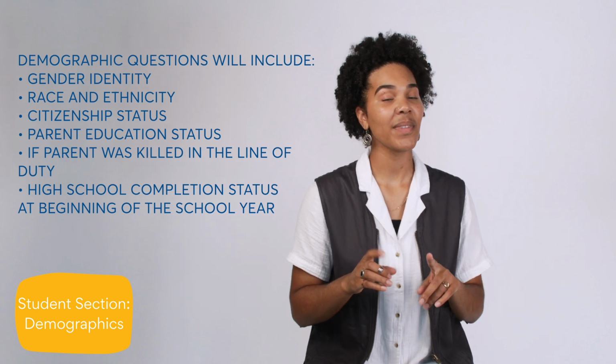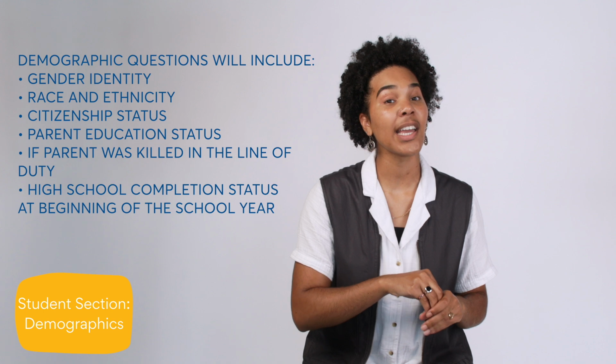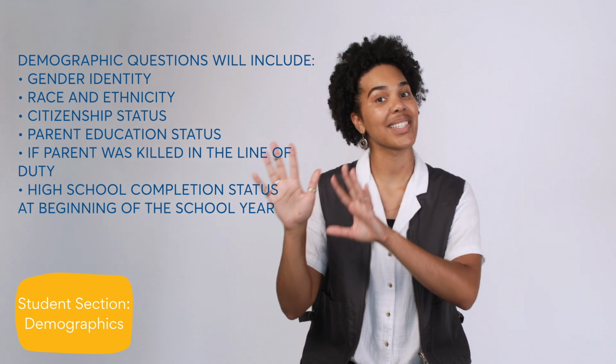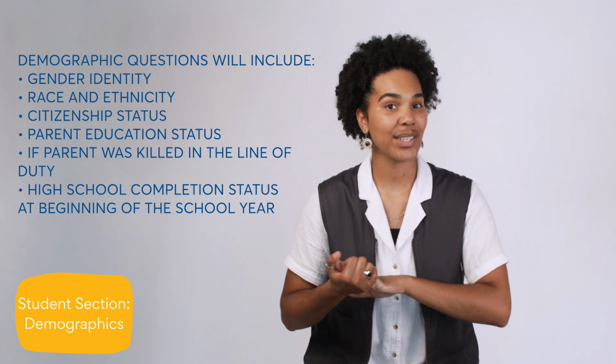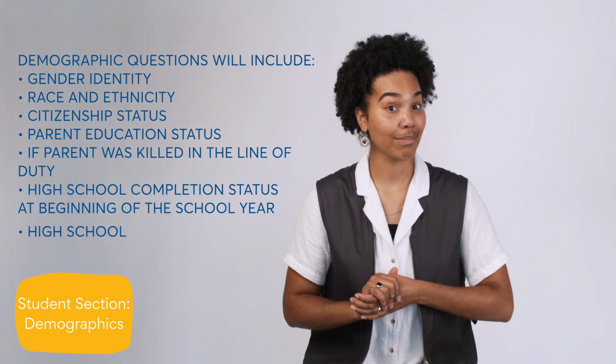So for example, if you're graduating in the spring of 2025 and you're applying for the 2025-2026 school year, you'll put high school diploma. Then it will ask you to put what high school you'll be graduating from.